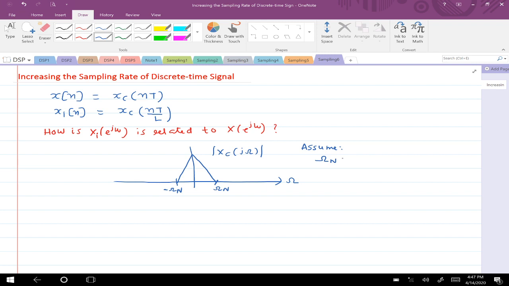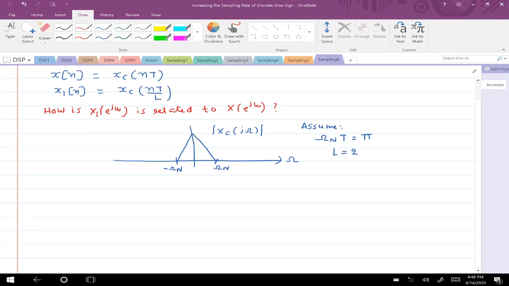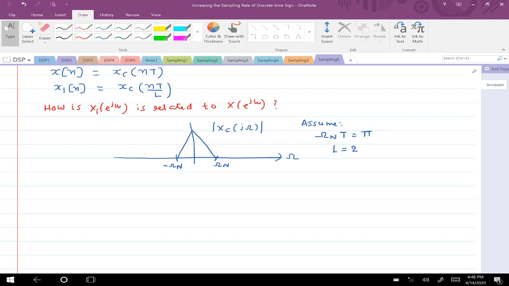Okay, let's say omega N times T equal to pi. This is something we assume so that we would be able to make much better sense when we are drawing it. It becomes easier for us. And in some places also we would assume that the goal is to increase the sampling rate by 2. Wherever possible we would avoid that and put just the symbol L, but we would do it the other way around in some places. We will at least use this L equal to 2 for drawing, moving from capital omega to small omega wherever this is required.